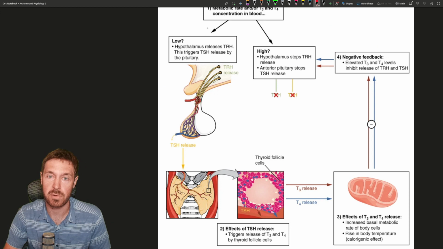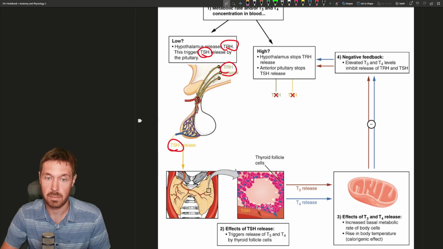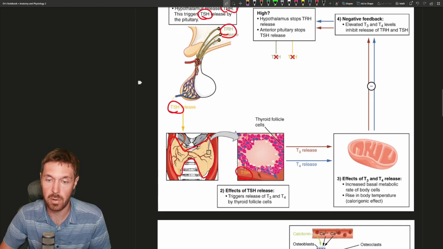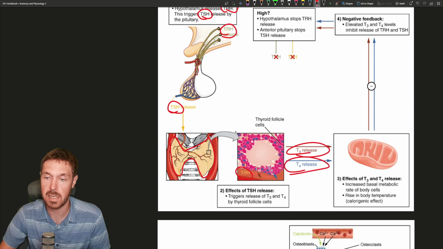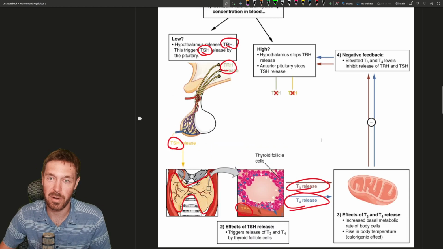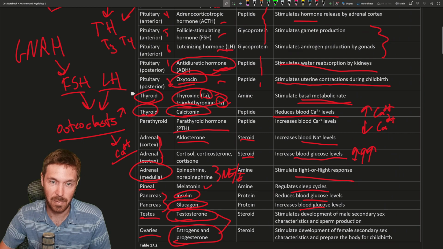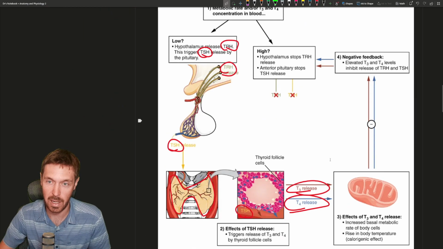So the hypothalamus releases thyroid releasing hormone, and then thyroid stimulating hormone is released by the anterior pituitary. The anterior pituitary travels to the thyroid, which is a butterfly-shaped gland right on top of the trachea. Inside, thyroid stimulating hormone stimulates the production of T3 and T4, which are thyroxine and triiodothyronine. Had a tongue tie there.